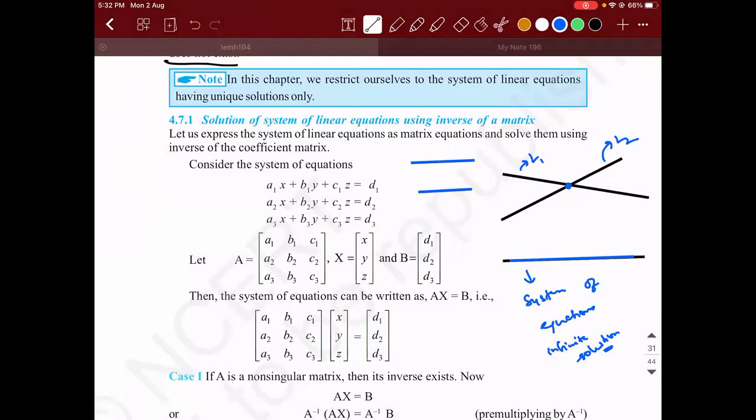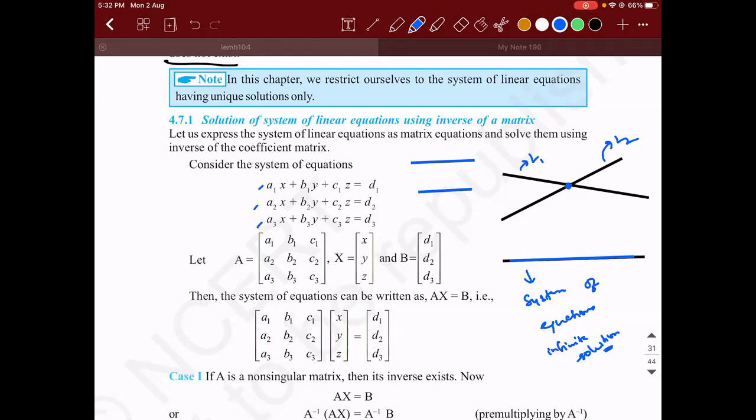The same thing spoken in a different language. Am I clear, guys? So this is all about consistency and inconsistency of the system of linear equations given to you. The same thing is applicable to three dimensions also. But I didn't go to a three-dimensional structure because in three dimensions a linear equation does not represent a straight line, rather it represents the equation of a plane.